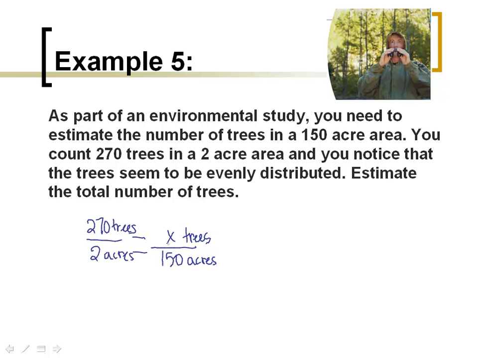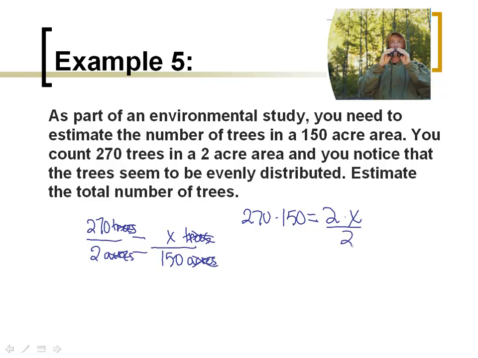There's my variable. Remember back to the beginning, we said when our units are the same, they're going to cancel out. So we've got trees and trees, they cancel. And acres and acres, since they're the same, they just cancel. So again, let's cross multiply. A times D equals B times C. So 270 times 150 equals 2 times x.